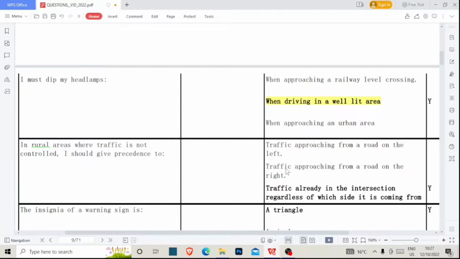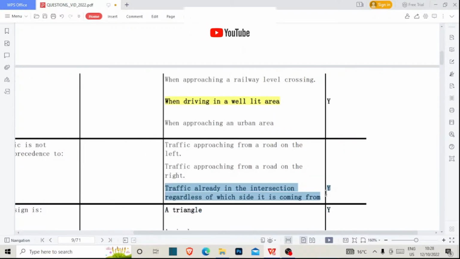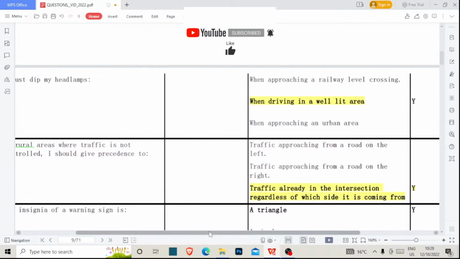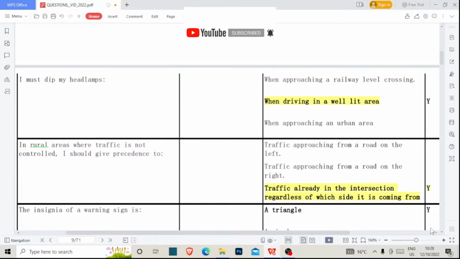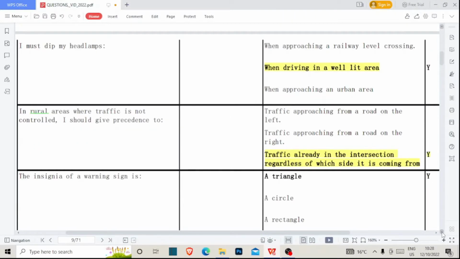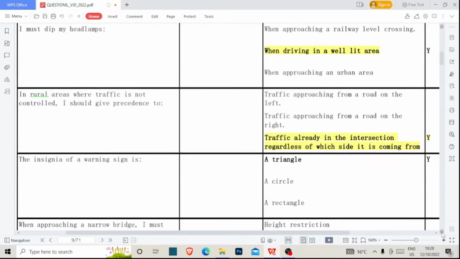So should we give precedence to traffic approaching from a road on the left, or traffic approaching from the road on the right, or traffic already in the intersection, regardless of which side it is coming from? So in rural areas, you give the right of way to traffic that has already entered the intersection before you, irrespective of whether it is coming from the left or from the right. So that's our correct answer here. I hope I've explained that.